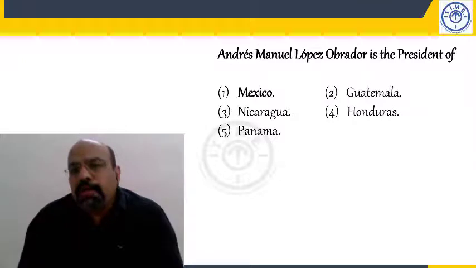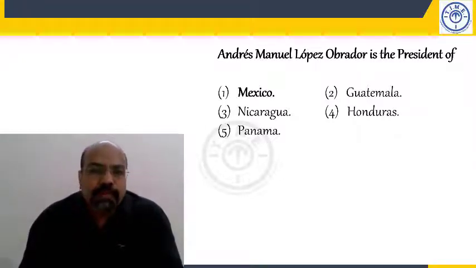Andres Manuel Lopez Obrador is the president of Mexico. Shall we write about these countries?